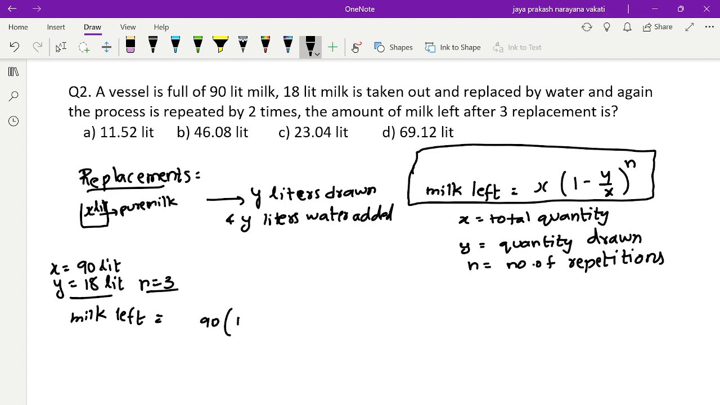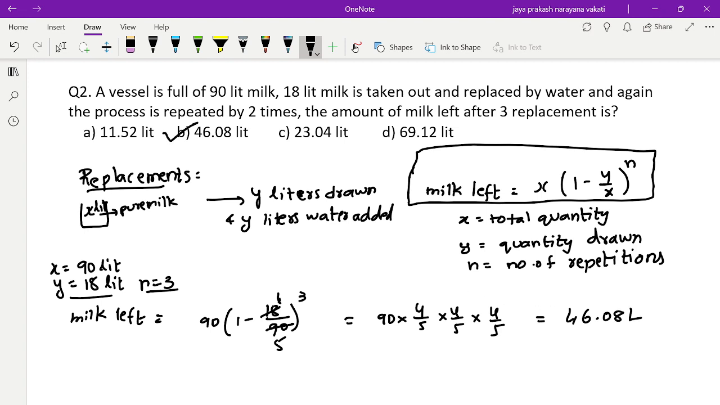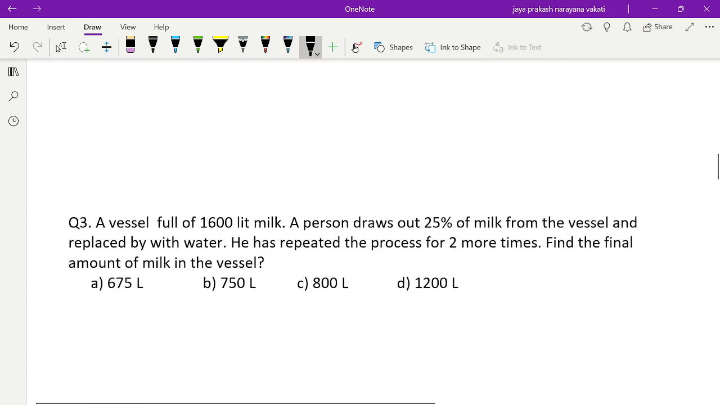So 90 into 1 minus y, which is 18, by x, which is 90, whole power 3. So 18 by 90 is 1 upon 5. So 1 minus 1 upon 5 is 4 by 5. 4 by 5 whole cube, which is 4 3 times. So this you need to calculate, and the resultant answer you will be getting is 46.08 liters, which is our option B. So remember the formula, guys. Let me go with the third problem.